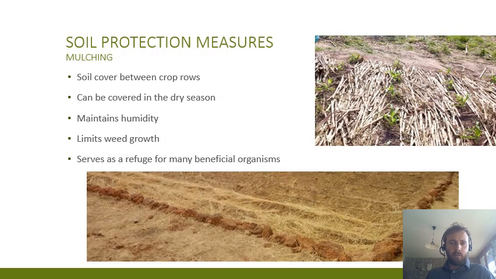So again, we're getting back to the soil protection measures. After erosion, we have the mulching that can be used to cover the soil between crop rows. It can also be used to cover the soil in the dry season. So it's basically important to protect the soil from erosion, leaching, and soil mineralization, so organic matter mineralization.